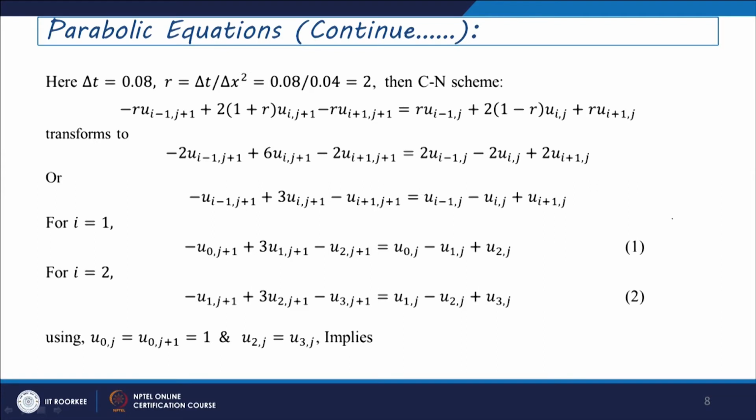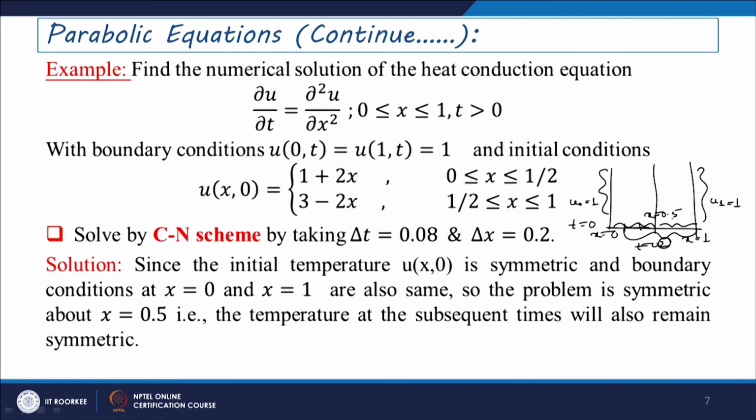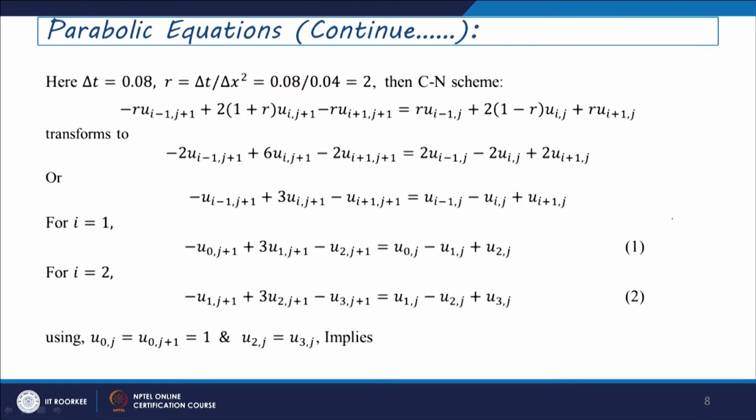If you go for this calculation, since del t is given as 0.08 and del x is prescribed as 0.2, we can write r equals del t by del x square, which is nothing but 0.08 by 0.04. So, the value is coming as 2 here, and we use this Crank-Nicolson scheme.